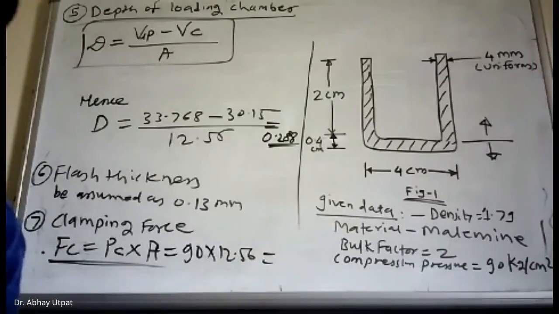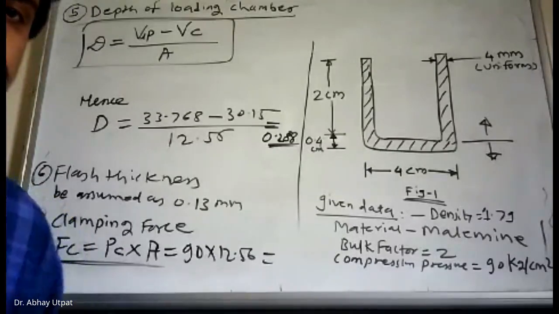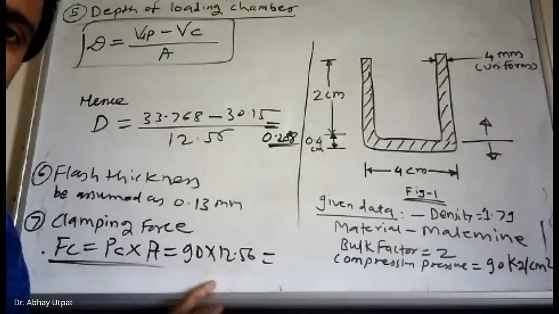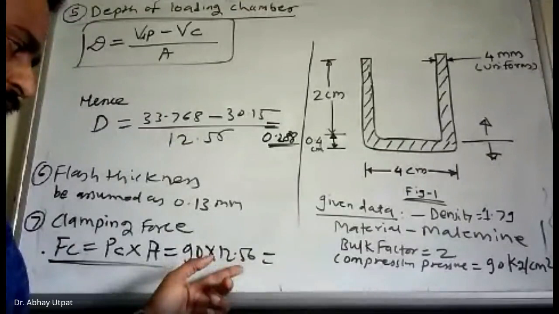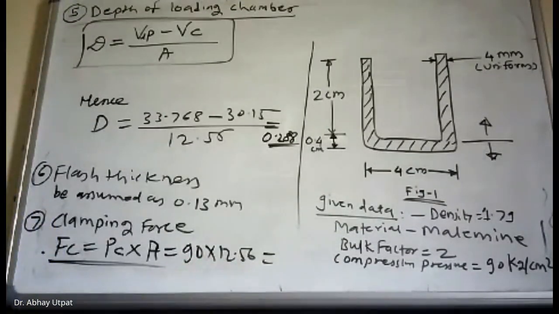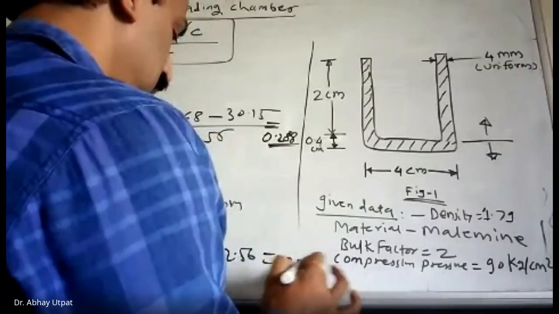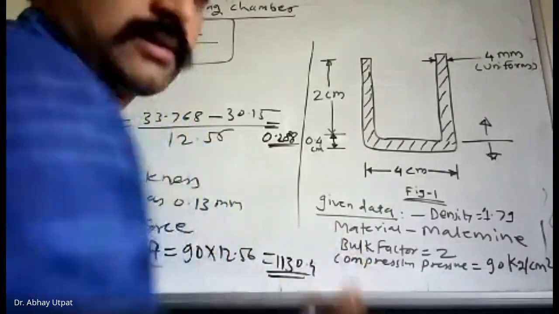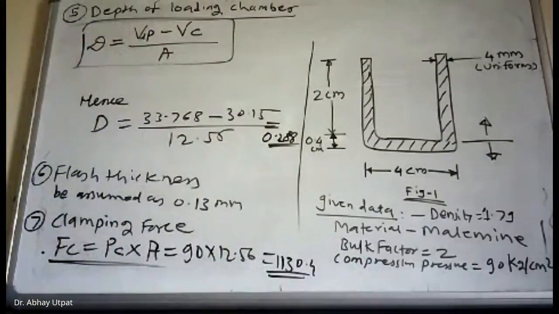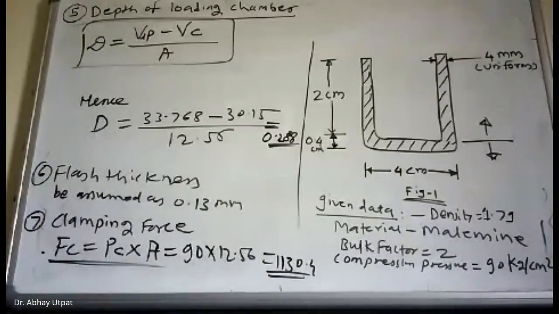1000 something, 1100 something. Just check. Please tell this value, 1100 something. 12.56 into 90. Correct. 1130. So this is the clamping force required to clamp your component.